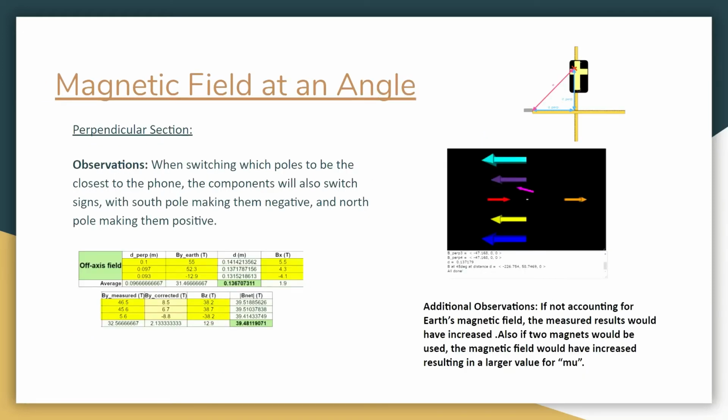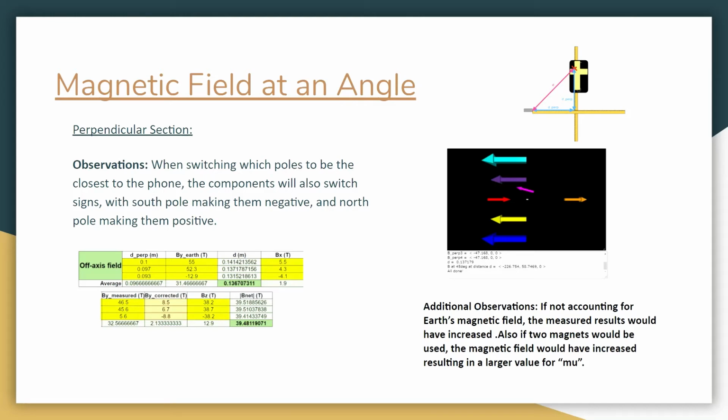For the second part of the lab, I positioned my sensor at a 45-degree angle relative to the bar magnet, approximately 10 centimeters away, both vertically and horizontally. And this resulted in a BNet value of 39.5 on each and every attempt that I got, which was great.